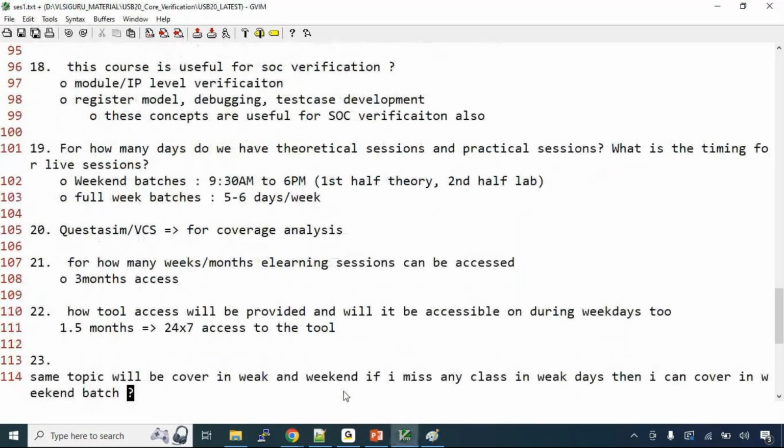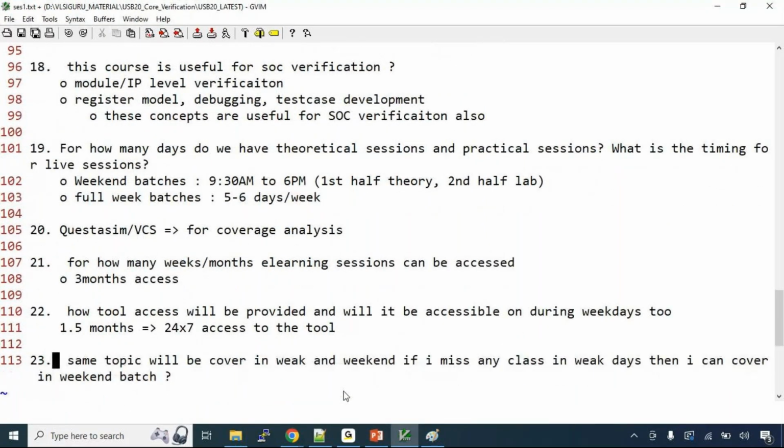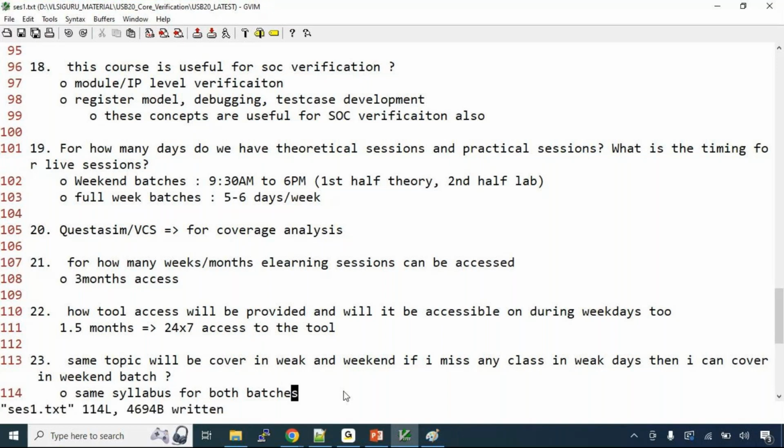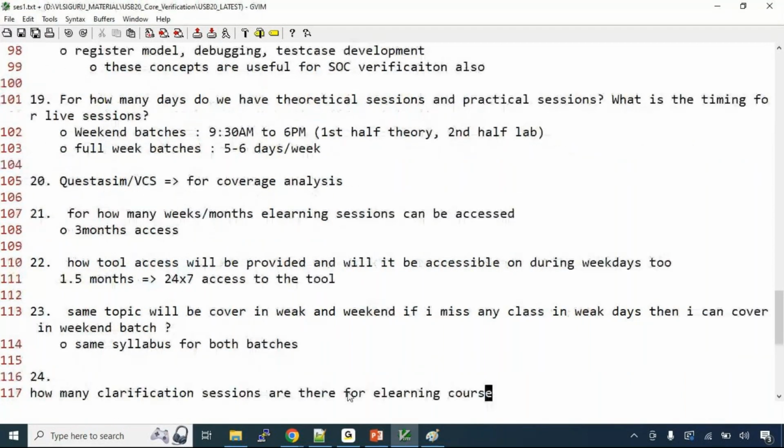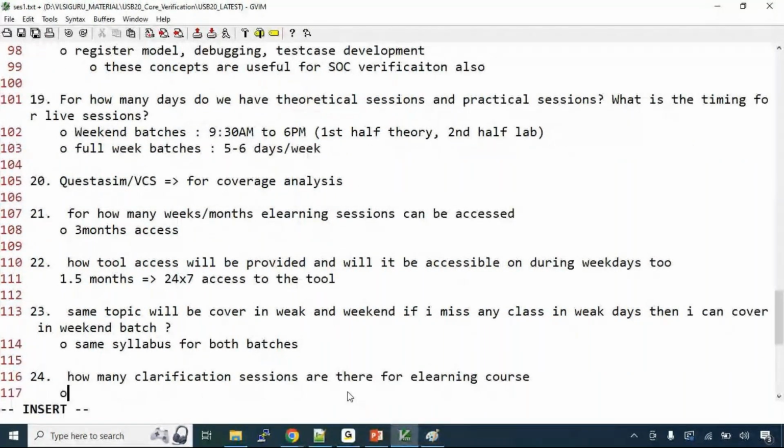Same topics will be covered, same syllabus will be for both batches. How many clarification sessions? The clarification sessions will be on a need basis. You will create an individual WhatsApp group where you post your request. There we will schedule dedicated sessions to clarify all your doubts.